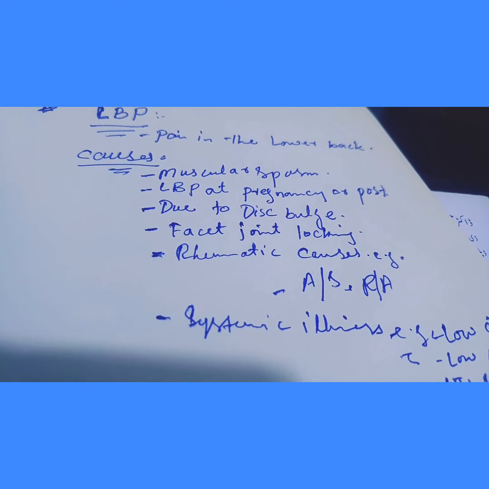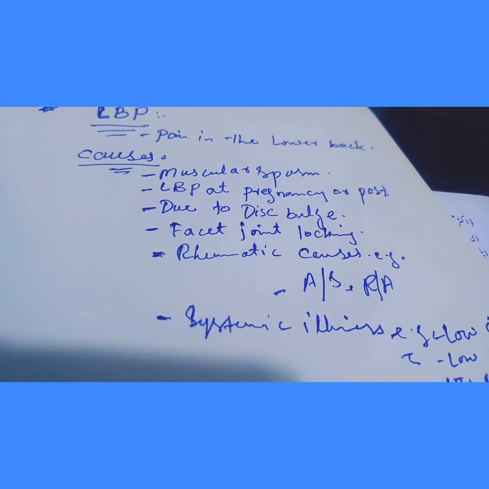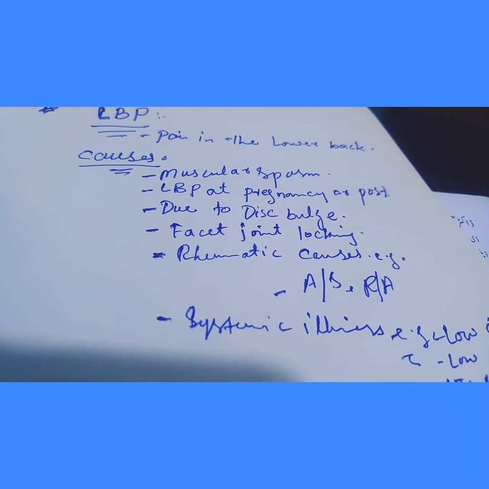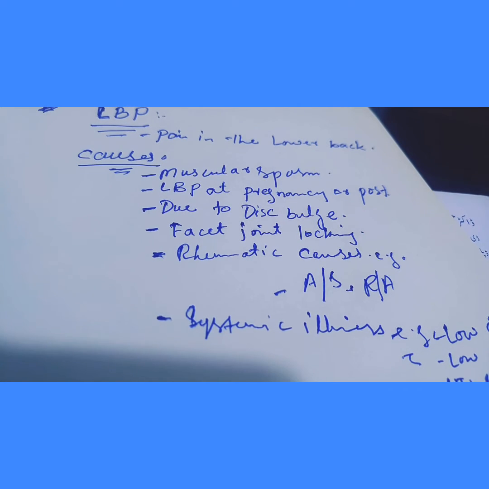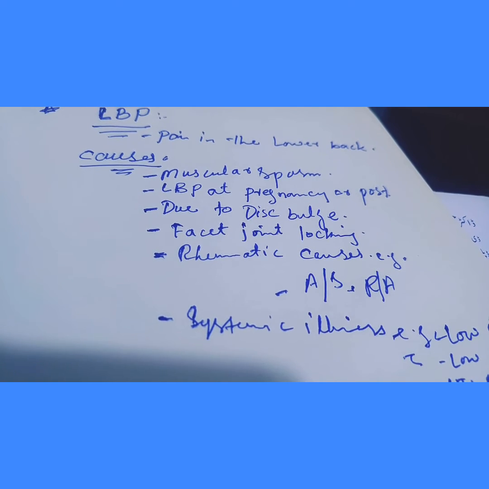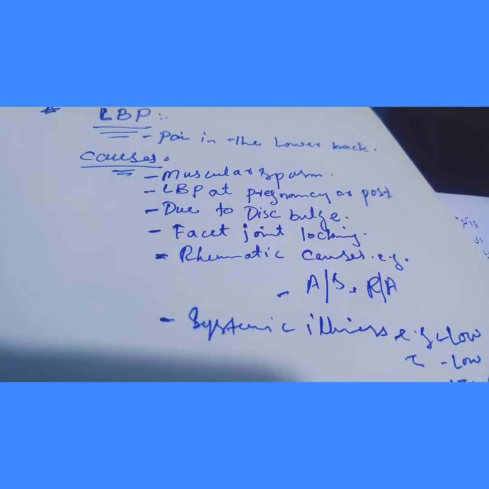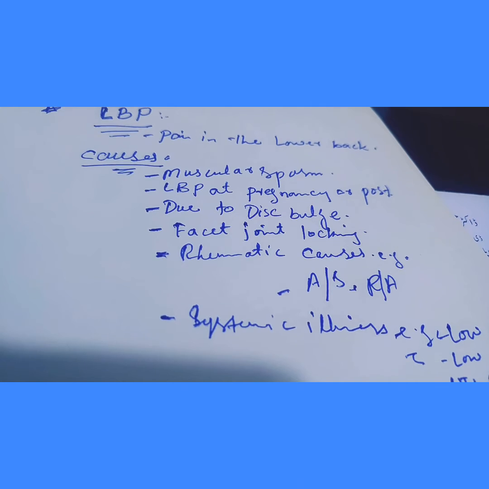In passive joint locking, the patient mostly complains of low back pain when the patient is in lumbar hyperextension or extension. So the passive joint pain is aggravated with that movement. So this is a good point for making a differential diagnosis of the lower back pain.